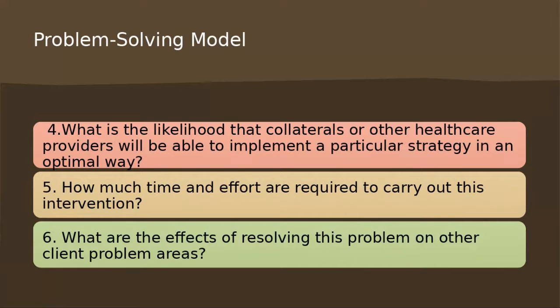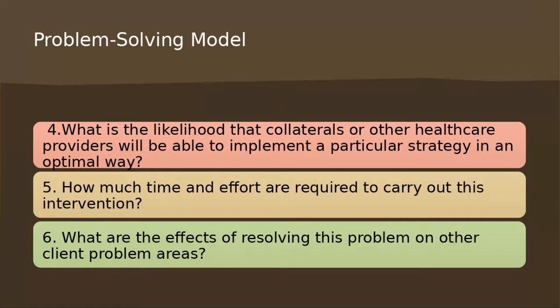Next, what is the likelihood that collaterals or other healthcare providers will be able to implement a particular strategy in an optimal way? When we talk about collaterals, we're talking about important people in the client's lives, things like friends and family members. Often those people could be responsible for carrying out the intervention. In the case of children or people who have caretakers, the collateral may be actively involved in carrying out an intervention. Or in other cases, the collaterals are just support systems.